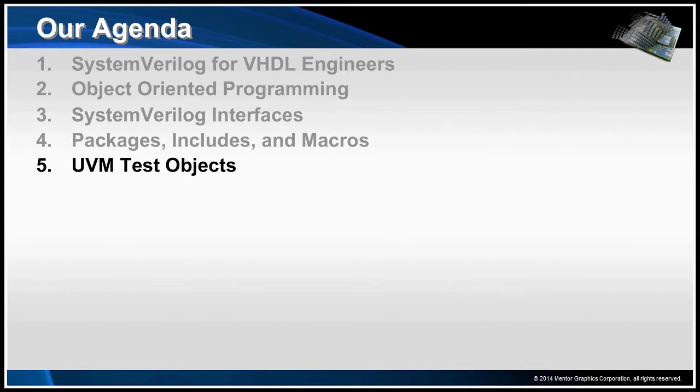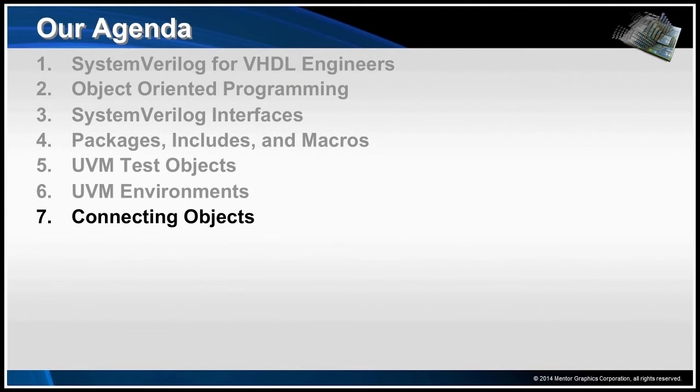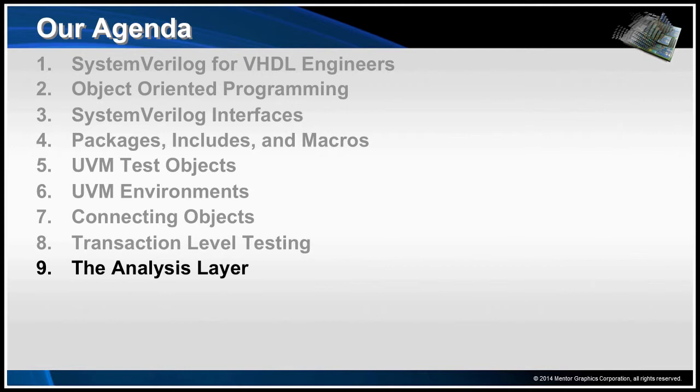Once we've got this top-level test object out of the way, we can start looking at UVM environments that pull pieces of the test bench together. And we can look at seeing how to connect objects within a test bench. Once you're connecting objects, then you can move on to transaction level testing, where we're moving transactions around the test bench. And then the analysis layer that allows us to look at these transactions and use them to decide whether or not the test bench is working properly and whether or not we have enough functional coverage.